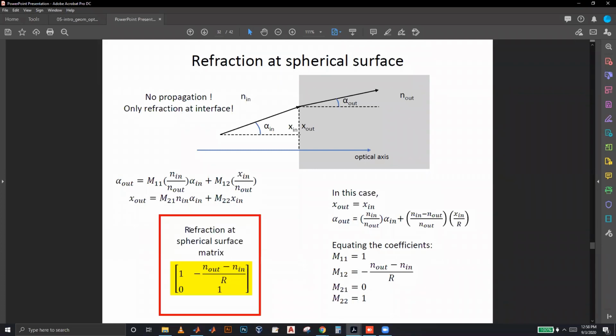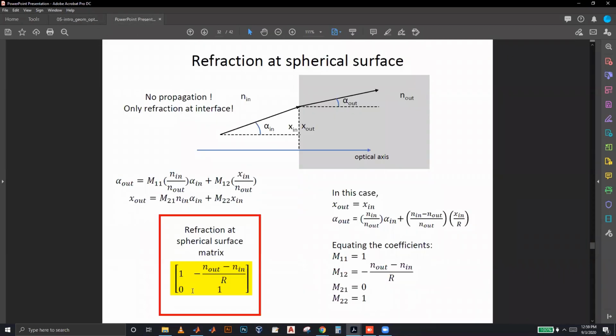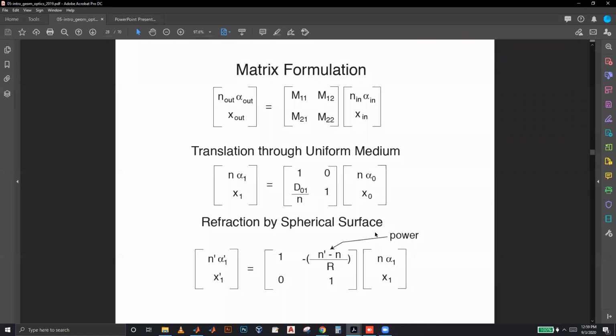And putting them together, this is the refraction at spherical surface matrix. So M11 is 1, M12 is this term, minus n out minus n in over r, M21 is 0, M22 is 1. Okay, so this is the term which is given over here. So let's compare 1, 0, and 1. And this large term is your output side minus input side over r with a negative sign. So output side n prime minus your input side over r with a negative sign in front. So this is the refraction by spherical surface. So now we have deduced these two important matrices. One is for the free space propagation, and one is for the refraction at spherical interface.